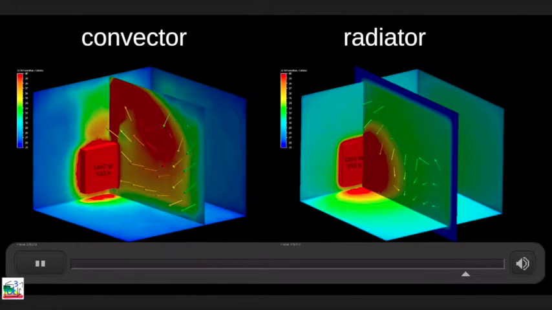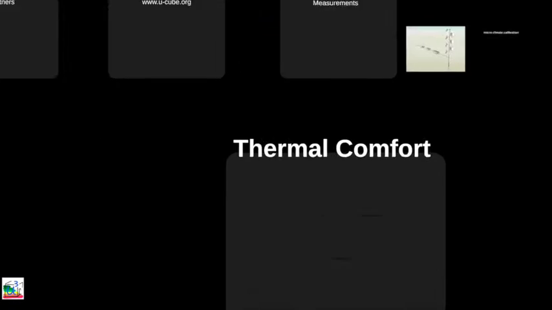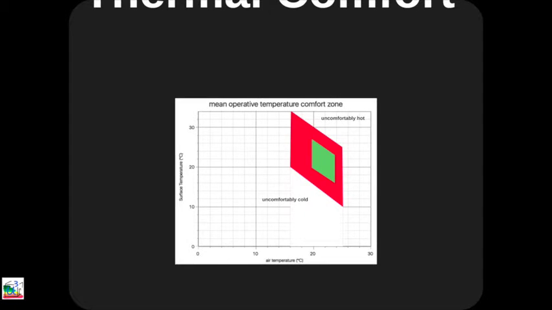So we don't want to show you here which one is better. We just want to show that different heating designs actually are different. Which brings us to, what does this have to do with thermal comfort? Okay, thermal comfort basically can be represented by this green field in this graph.